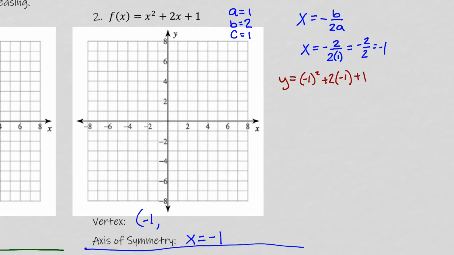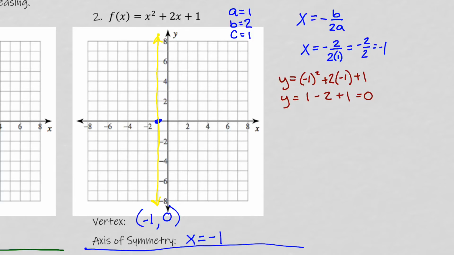So if you're punching it all in the calculator. If I don't punch it all in the calculator, I know negative 1 squared is positive 1. 2 times negative 1 is negative 2, plus 1. So I have 1 minus 2 is negative 1, plus 1 is 0. So I know the y value of my vertex is 0. So I can go ahead and plot the vertex, negative 1, 0, right here. Okay, if I were to plot the axis of symmetry, it's right there. I know that yellow is horrible.